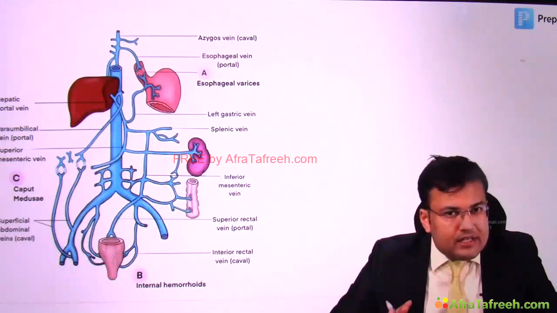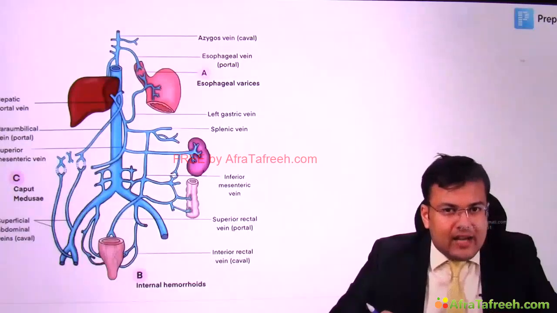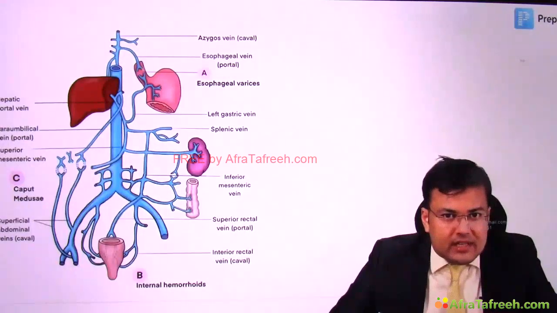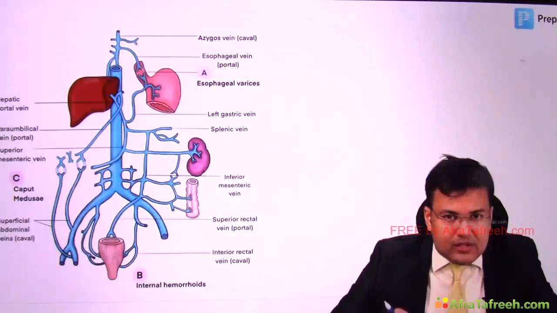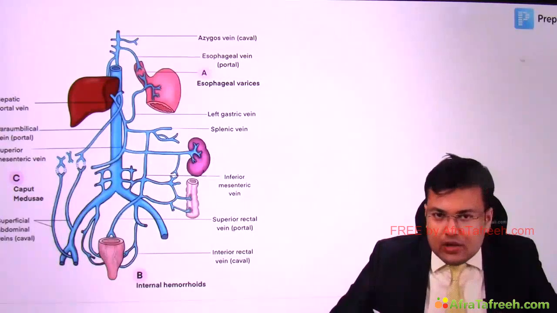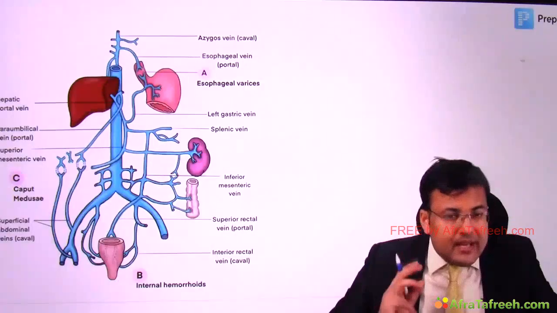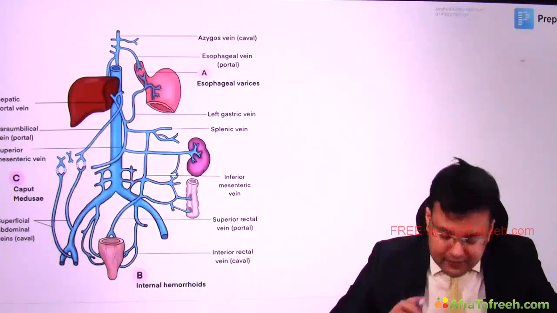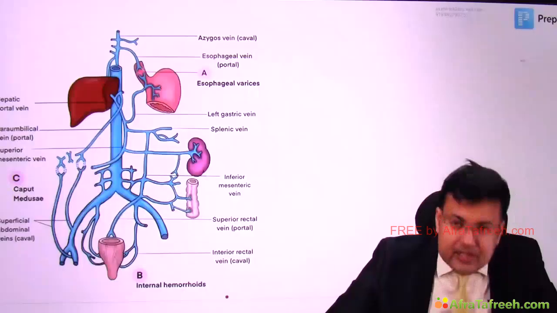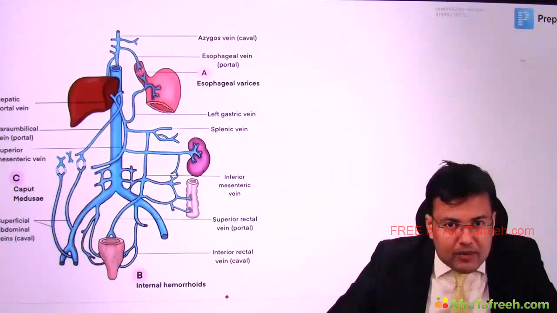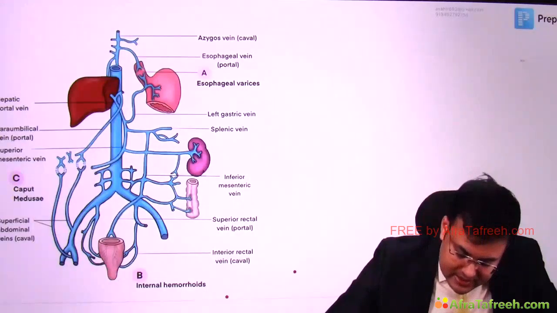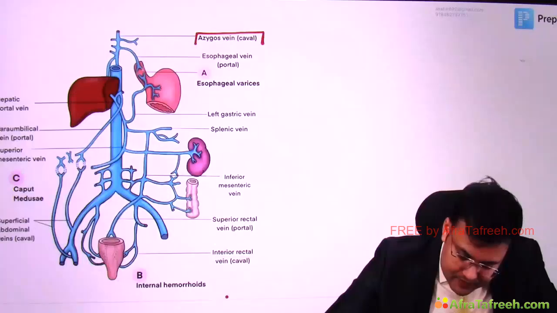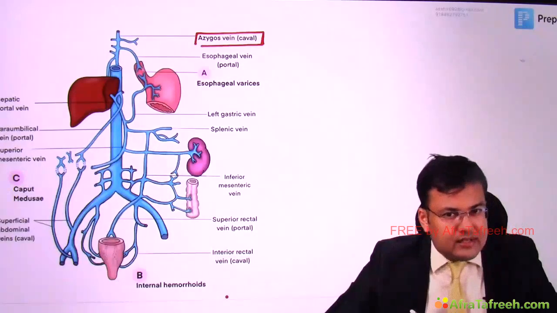Why? Because there is formation of collaterals at portosystemic anastomotic sites. And what happens? Via these collaterals, the blood from the portal vein enters into the systemic circulation. The three main locations of these collaterals, first is what? The GE junction, or lower part of esophagus. So around the GE junction, you can see that there is the azygous vein. Clear? This is a systemic vein.